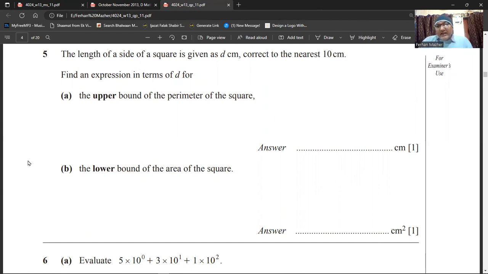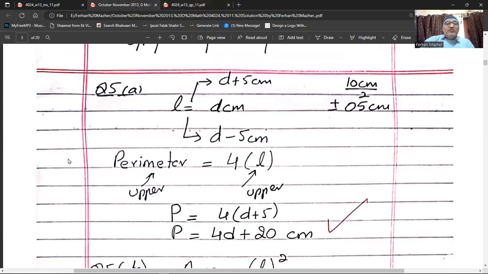Okay, you see the square, its length is given, that's d centimeter, and that is correct to 10 centimeter. Because this is correct to 10 centimeter, we will divide the 10 centimeter by 2, you will get 5 centimeter. You will add 5 centimeter to the d, you will get the upper bound. You will subtract 5 centimeter from the d, you will get the lower bound of the length of the square. And their question is perimeter. The perimeter of the square is 4L. Because you want the upper bound of the perimeter of the square, the length's upper bound will be taken. Let me show you.